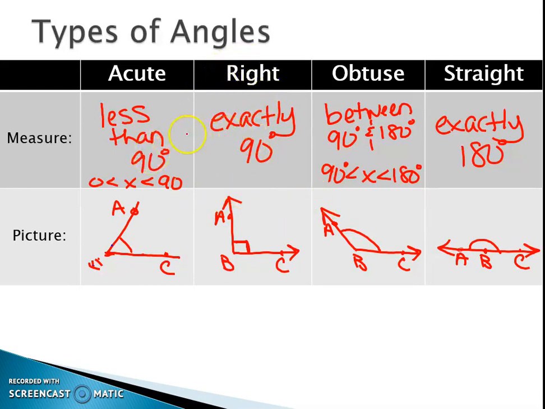A right angle is exactly 90. A right angle looks like this, so please draw a picture and make a little square. Angle ABC or angle B. Obtuse is between 90 and 180. So the angle X is between 90 degrees and 180 degrees. Those are obtuse, above 90 and below 180. You can draw something like this, ABC. Draw a curve like that.